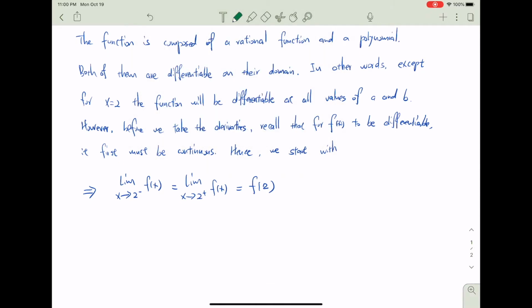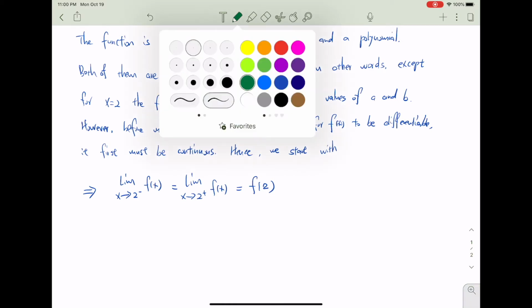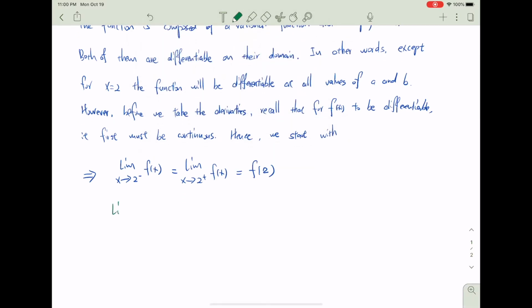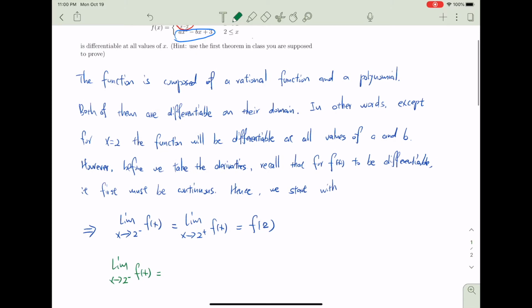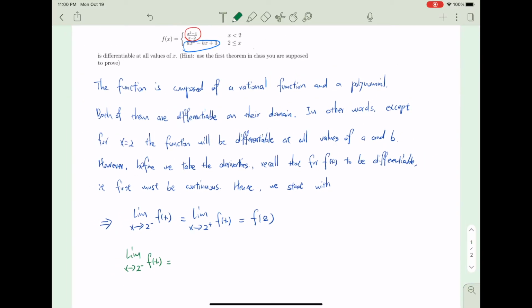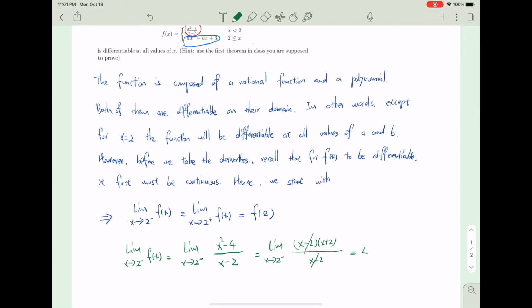Let's work them out. For the first one, the limit as x approaches 2 from the left of f of x, we're looking at the function from the left, so we should be using the rational function, which is x squared minus 4 over x minus 2. We can't just substitute before we cancel the zero factor. We cancel x minus 2, leaving x plus 2, and then we substitute. We have 4 for the left limit.